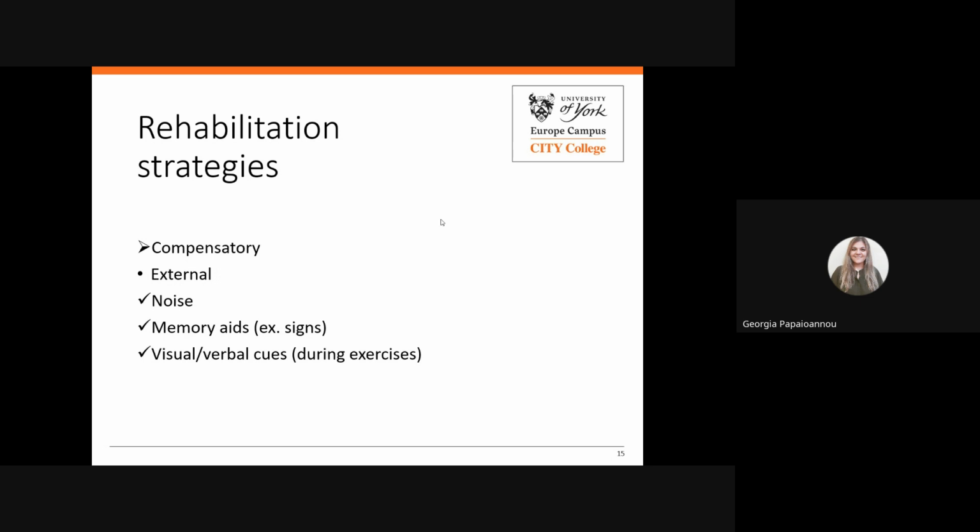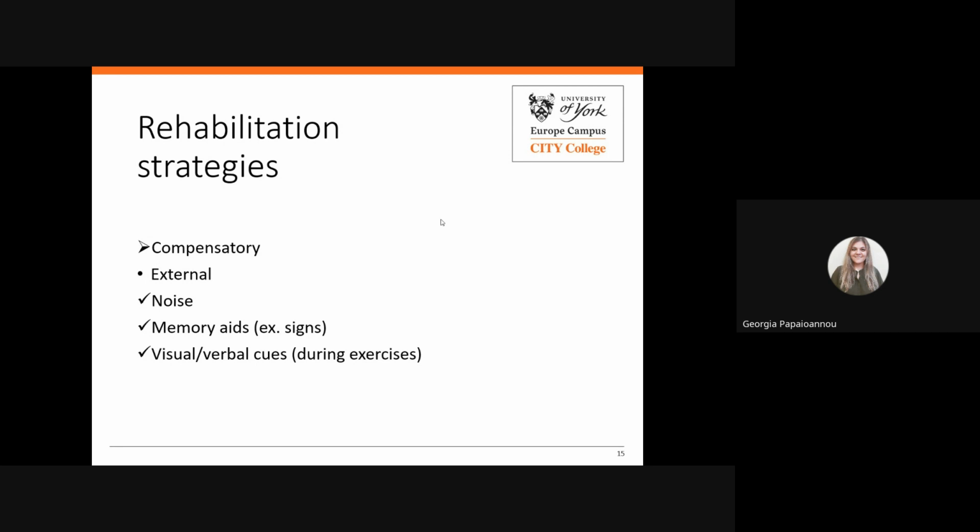Memory aids, for example, in this specific patient, we have used signs inside her house, specifically one sign on her table, because she always kept forgetting where she was leaving her keys, her glasses, and her wallet. We had a specific place inside her house, on a specific table, that had a sign on it to remember to always put them there so she wouldn't look around for them. And of course, visual or verbal cues have been used during the exercises we gave to the patient.